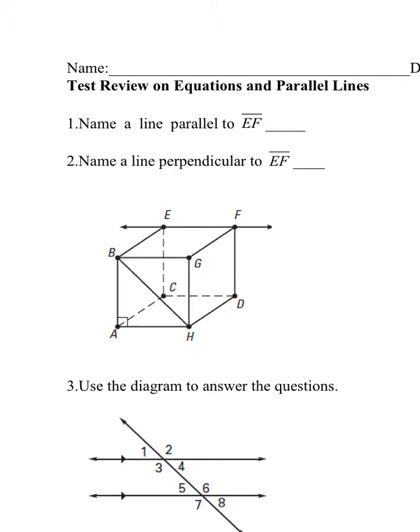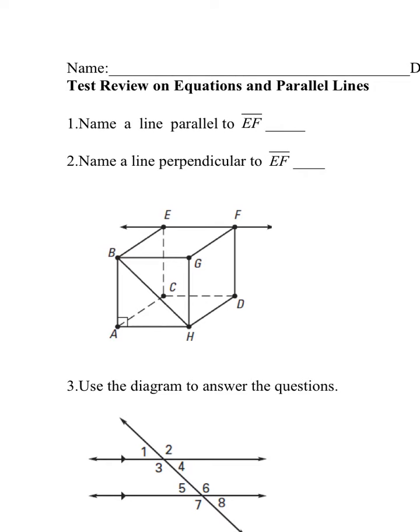All right, ladies and gentlemen, we're starting the Unit 3 test review. So the first question, and there's going to be one similar to this on the test, is a little bit of a review from our Unit 2 where we first learned about points, lines, planes. It says, name a line parallel to EF.